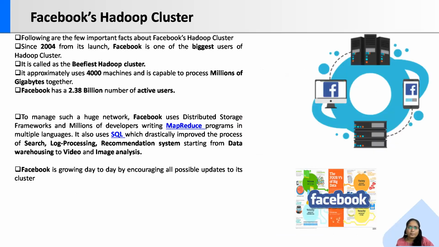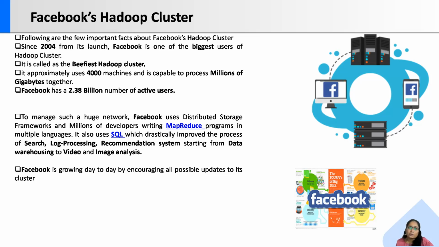We are going to see one more example, how the Facebook Hadoop cluster is working. A few important facts about the Facebook Hadoop clusters: they started the project in 2004. They gave it the name of the beefiest Hadoop cluster. They are using more than 4,000 machines, each capable of only gigabytes. As I said already, commodity hardware joined together, the 4,000 machines working together to create one Hadoop cluster.